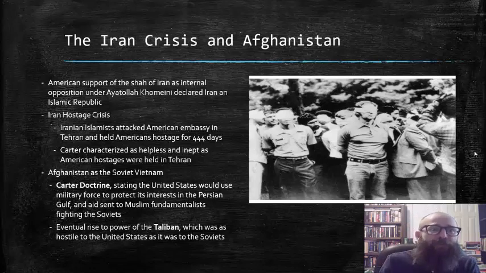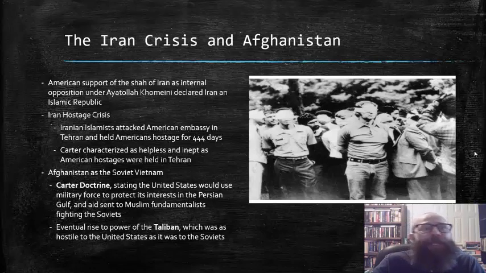Another issue in this period was the Afghanistan war between Afghanistan and the Soviet Union. And this presaged what became known as the Carter Doctrine, which said that the United States would use military force to protect its interests in the Persian Gulf. And they sent aid to Muslim fundamentalists fighting the Soviets in the Soviet-Afghanistan war.